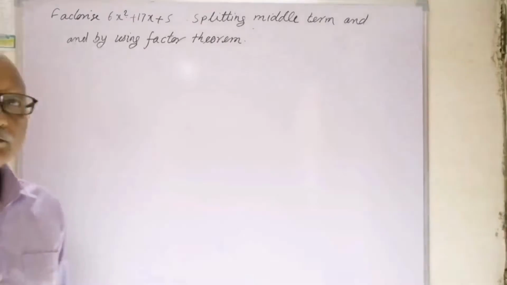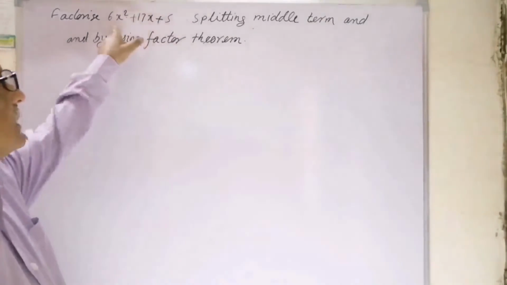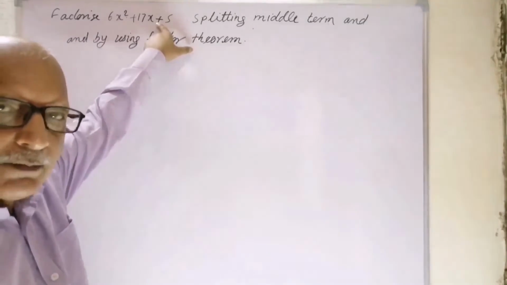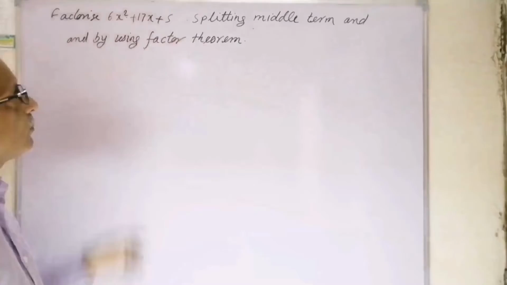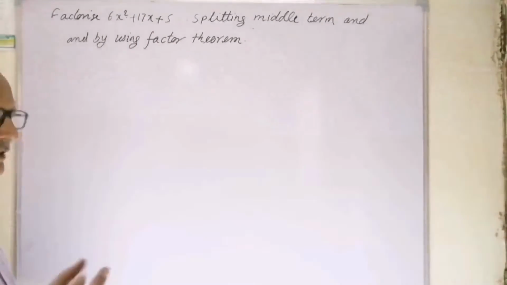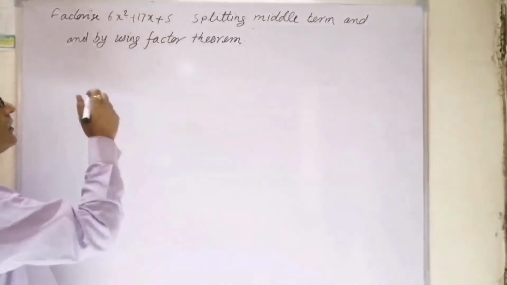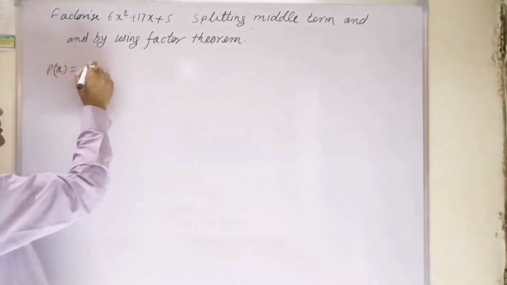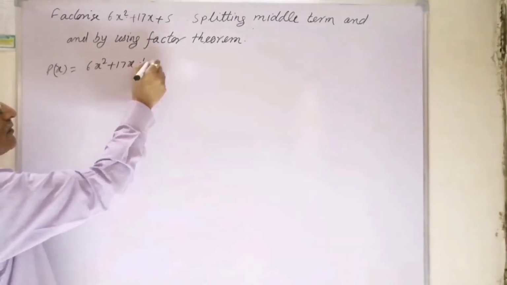Now we'll factorize this polynomial in both ways, splitting the middle term and using the factor theorem. First of all, we are going to take splitting the middle term because it is short, and for that purpose we will have a little bit of space. So P(x) is equal to 6x square plus 17x plus 5.